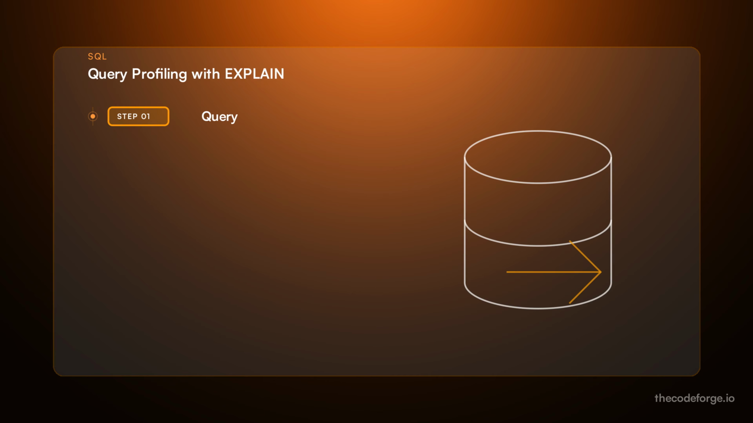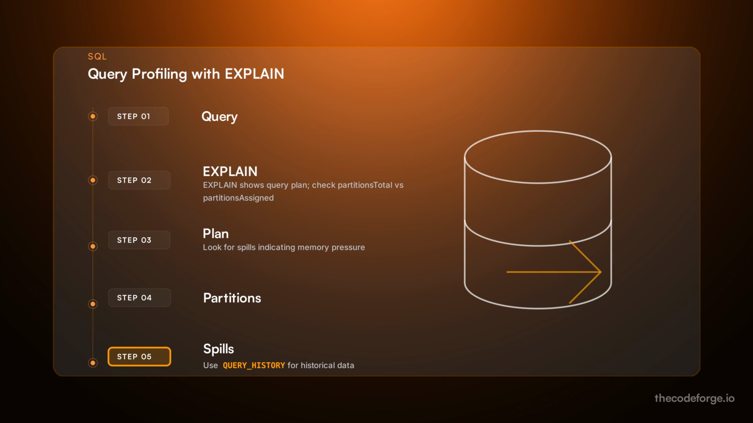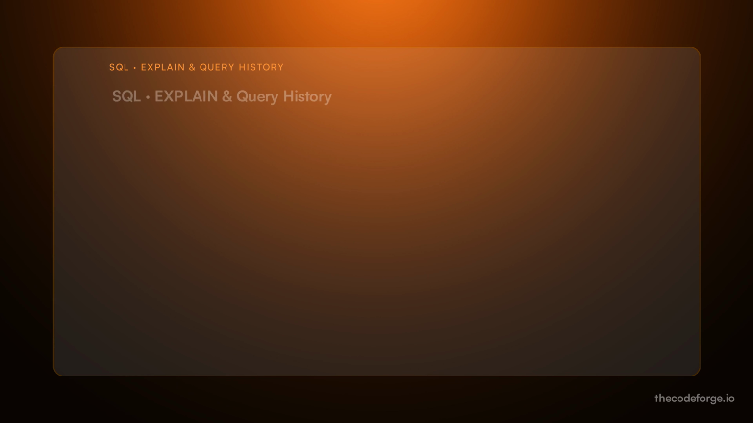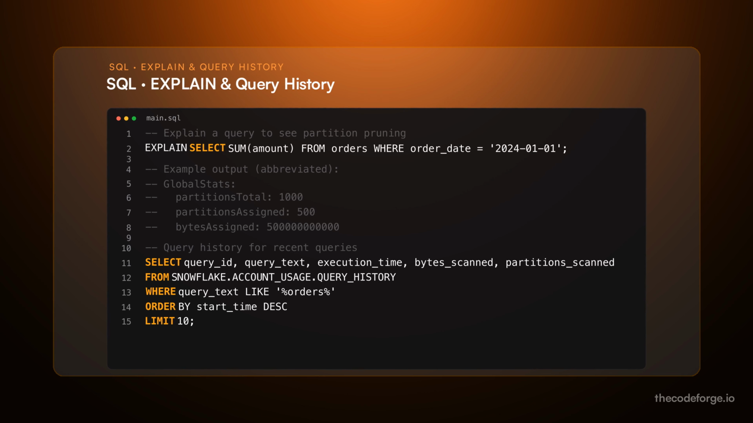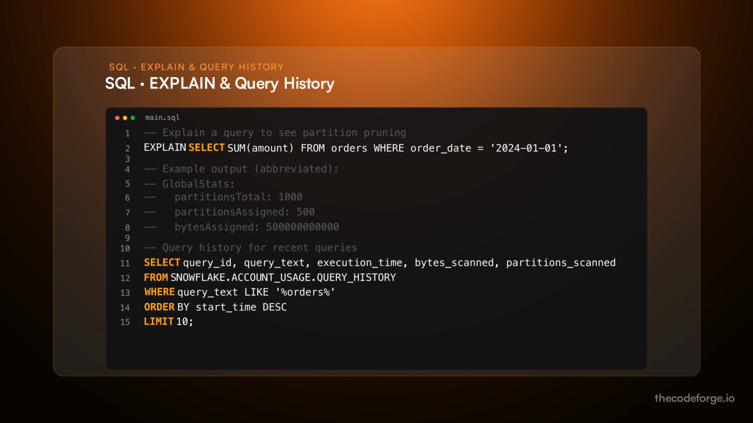EXPLAIN shows the query plan, including how many partitions are scanned. If partitions assigned is close to partitions total, pruning is poor. Also check for spills, which indicate memory pressure. Use query history for historical data on spills and overall performance. Use EXPLAIN to see partition pruning stats. Then query history to find slow queries and analyze their scan patterns.